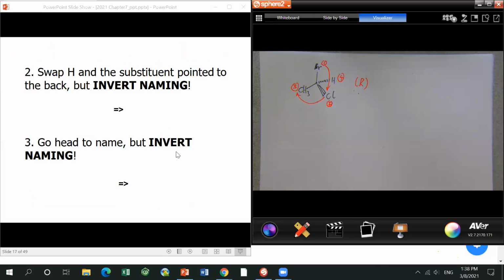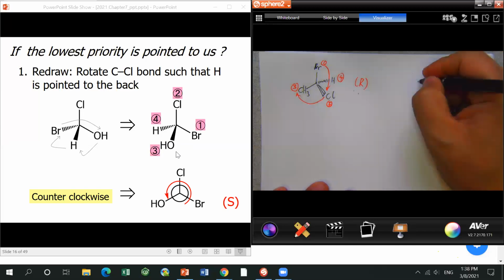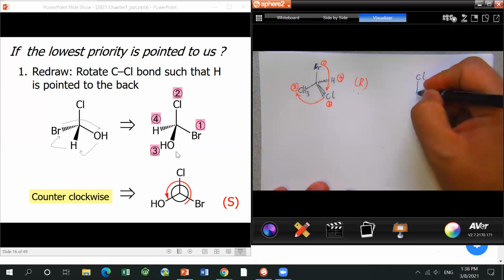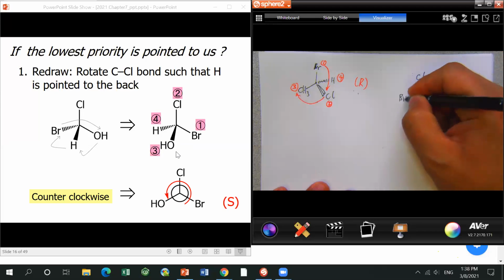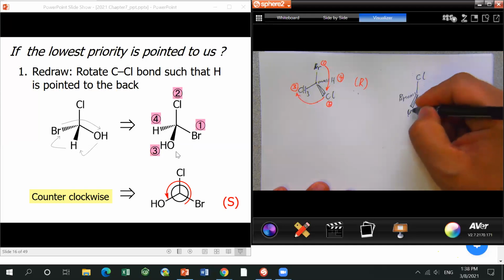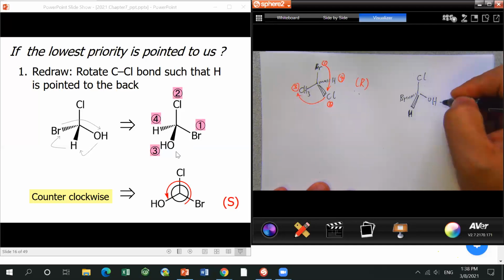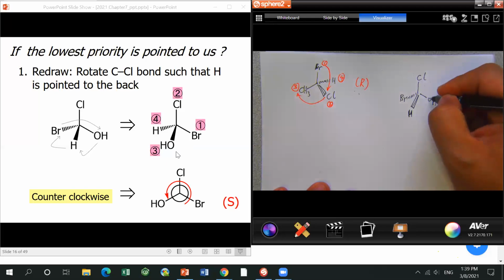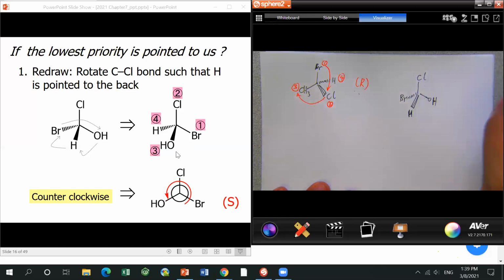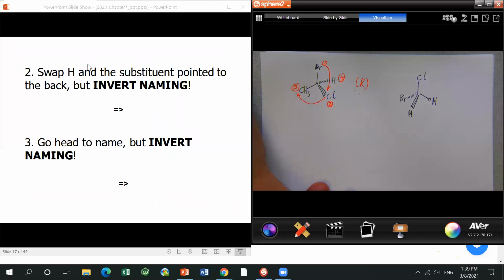The second way to do it, using this molecule as an example, is what we just learned two or three slides before. You can swap the two attached groups and then redraw it, which generates its enantiomer. But keep in mind that the enantiomer has the opposite assignment at the chiral center, so you have to invert the name. Swap hydrogen with another group, point it back, and then invert the name.